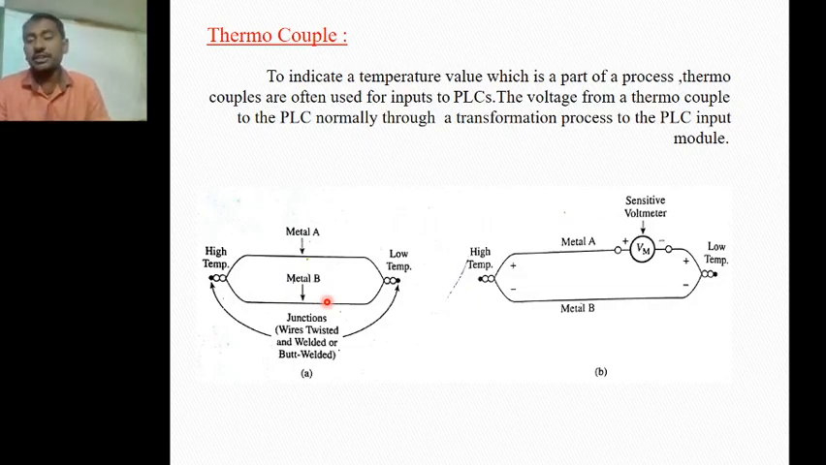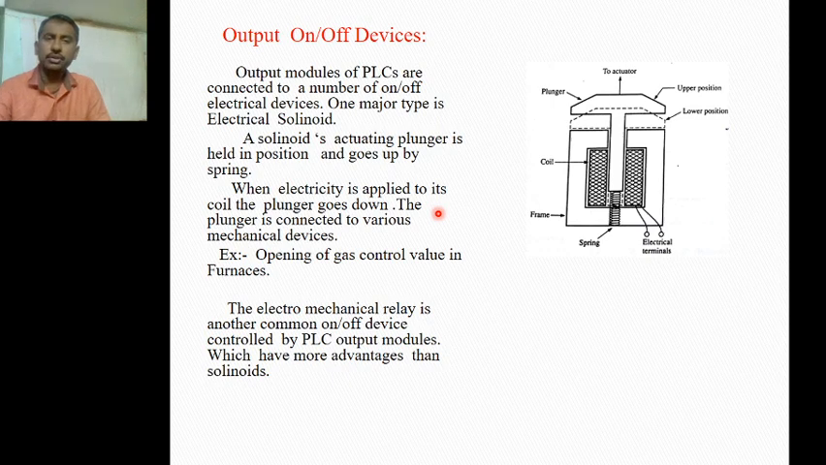This will be sensed by a sensitive voltmeter. So here the temperature is converted into a voltage signal, and that's why the thermocouple is also called a transducer. Why? Because the definition of a transducer is that a non-electrical quantity is converted into an electrical quantity. Here the non-electrical quantity, temperature, is converted into an electrical signal. So the thermocouple is also a transducer, and it is one of the analog devices for the PLC input modules. Next, coming to the output devices.